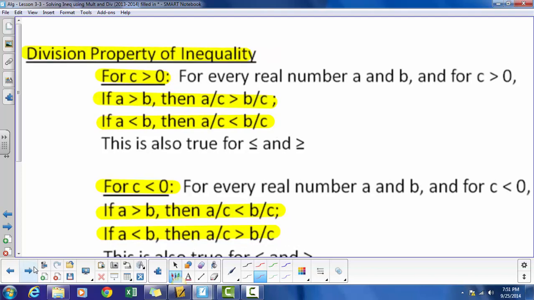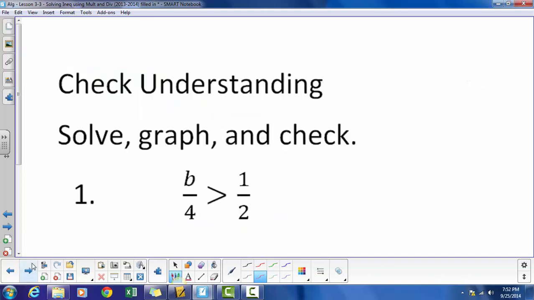We also have the same property for division. If A is greater than B, then A divided by C is greater than B divided by C. If A is less than B, then A divided by C is less than B divided by C. Again, this means that whatever you do on one side, you must do on the other. Okay? Let's do some examples.